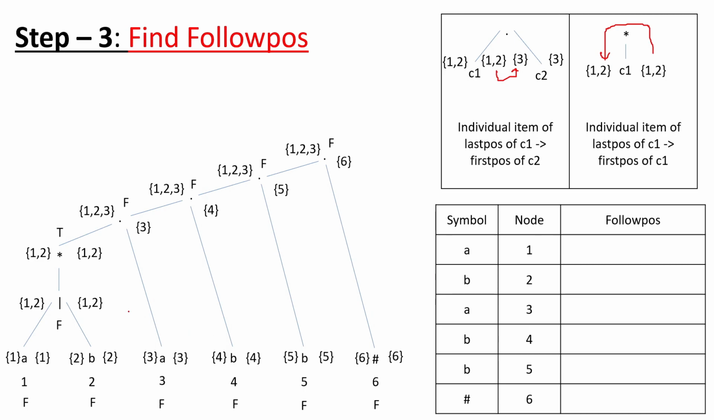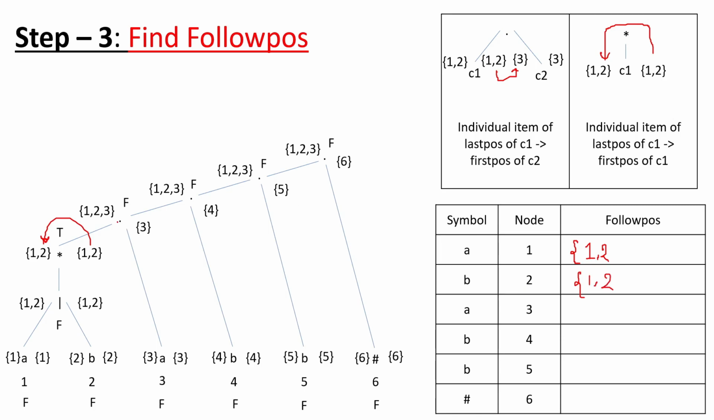Now check here, this is the OR condition. We know follow pass doesn't work for OR, so we're going to go to the next term, that is star. Now we know that each element will have access to the numbers of these elements. So 1 will have access to 1 and 2, 2 will have access to 1 and 2. So we're just going to write those things here. Node 1 will have access to 1 and 2, and node 2 will also have access to 1 and 2.